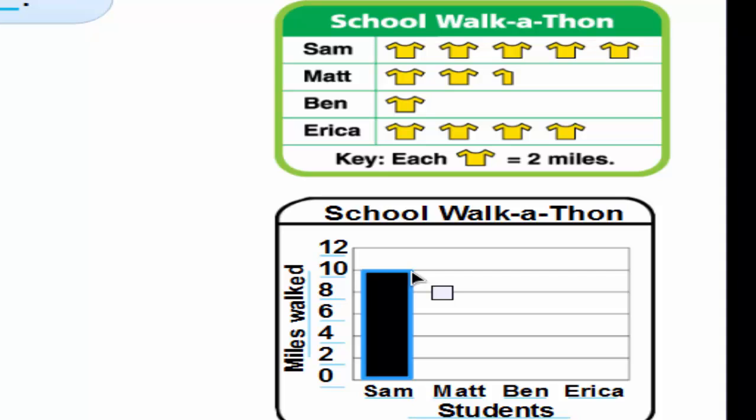Wow, I don't think I could walk that far. Then we have Matt. Matt walked 2, 4, plus 1 is 5. So Matt walked 5 miles. I heard you already saying it. Good job. Between the 4 and the 6 is where we put the 5 for Matt. You guys are so smart.